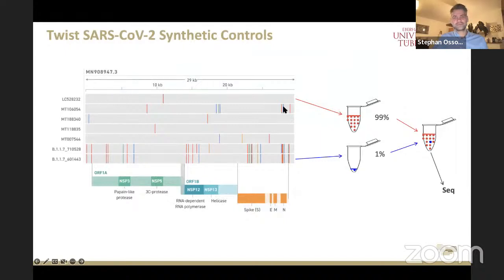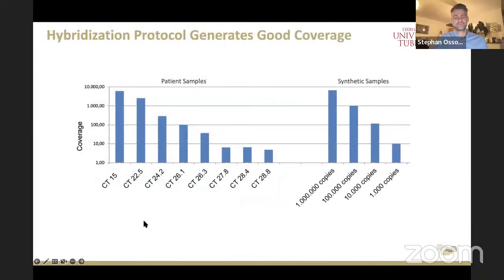So we could take a control that had almost no variants, very original, Wuhan-like, and we could then take, for instance, Delta or Omicron and so on, and mix the one with more mutations into the one with less. And we could modulate any sort of mixture. And we did that down to 0.1% actually, to check how sensitive ultra deep sequencing can be.